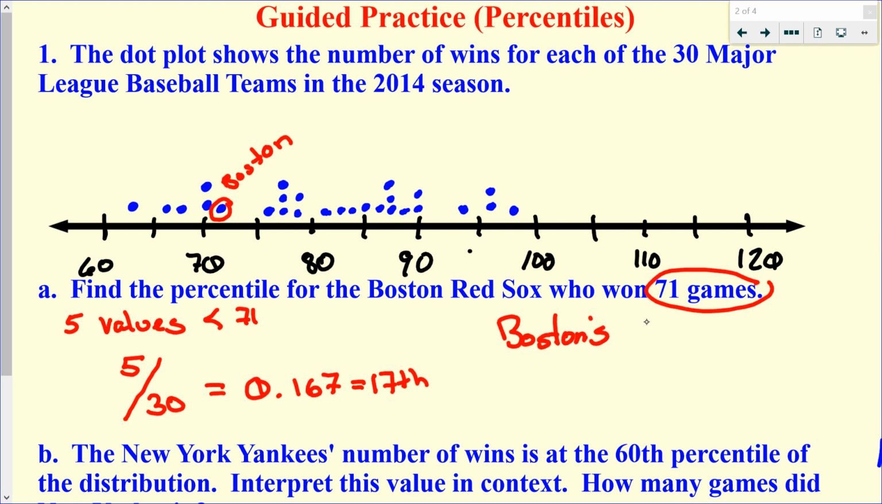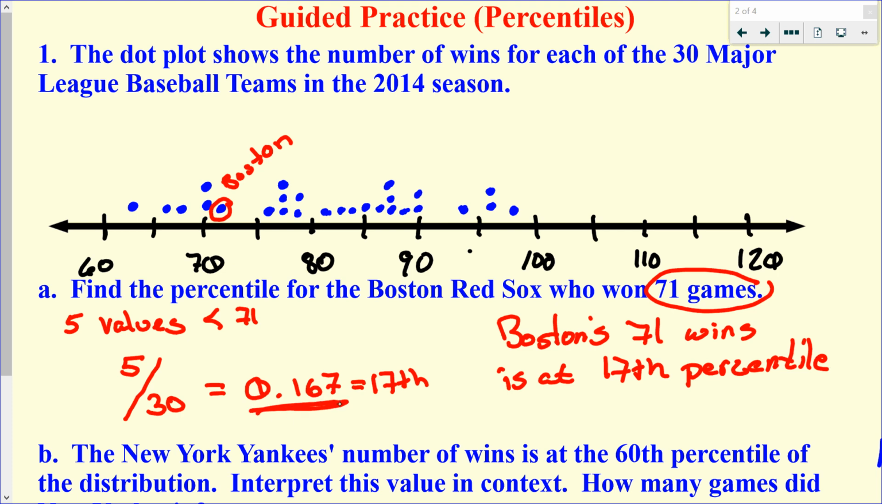So Boston's 71 wins is at the 17th percentile. Now, it would be acceptable to say the 16th percentile here, depending on how you chose to round 16.7. So that's taking a given value and calculating the percentile.